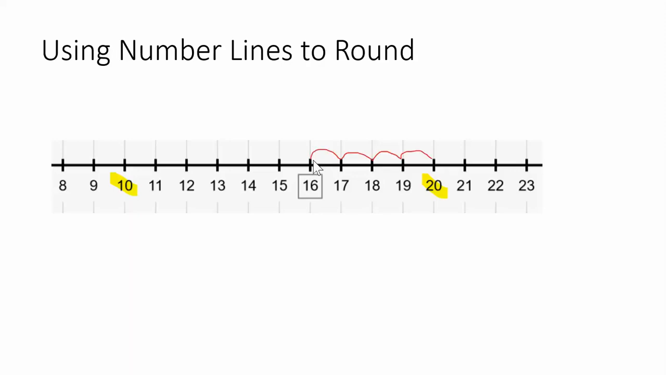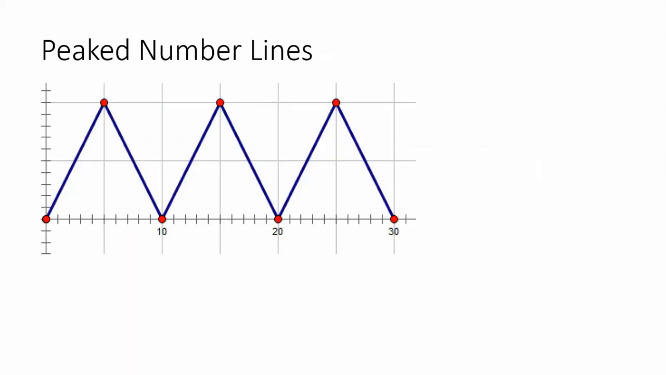You can count. 16 up to 20 is a difference of 4. 16 down to 10 is a difference of 6. This means 16 is closer to 20. Sometimes it is helpful for students to think about this as a peaked number line, because it can be hard to determine which way we're going to round.